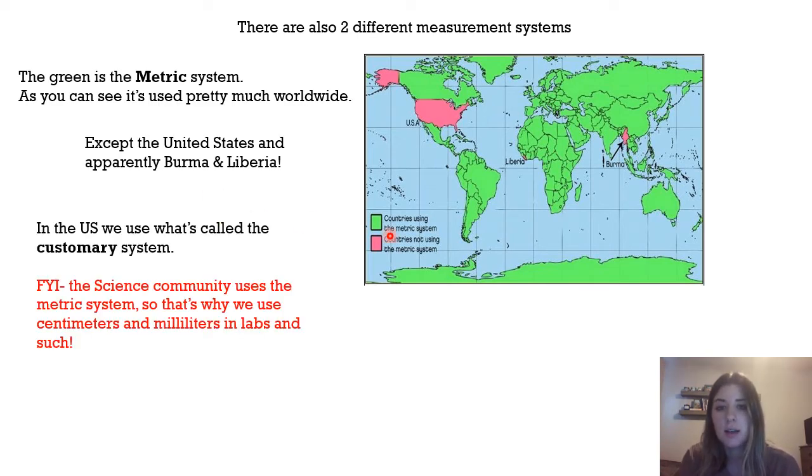So the metric system is used in all of these places that are green. It's pretty much used worldwide, except the US and apparently Liberia and Burma. We use what's called the customary system. Now, the metric system is used in the scientific community pretty much exclusively. That's why we use centimeters and milliliters in labs and things. And it's used worldwide. It's easier, honestly, and so that's why it's a more well-known system. And so we're going to talk about the units for both of those.